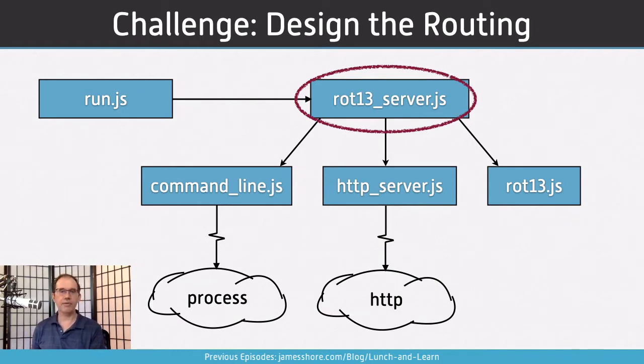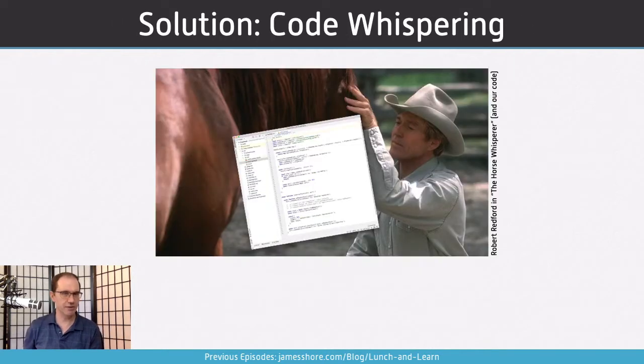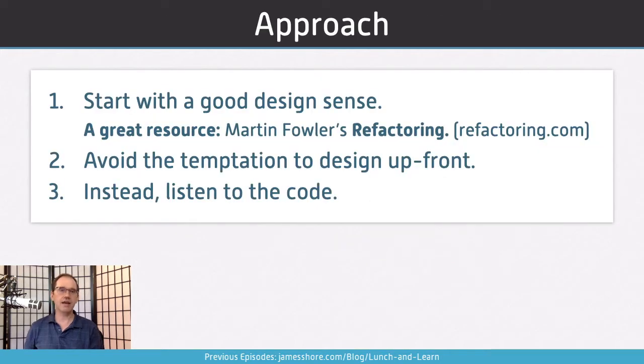Well, the technique that we use is what some people call code whispering, and that's a little tongue-in-cheek. It's also called evolutionary design. And the key idea here is that you're listening to your code. Rather than coming up with your design up front, you're listening to your code and seeing what the code tells you about where the design needs to go. And yeah, this does sound really woo-woo, and it's actually kind of hard to explain, but I'm going to try to show it to you today.